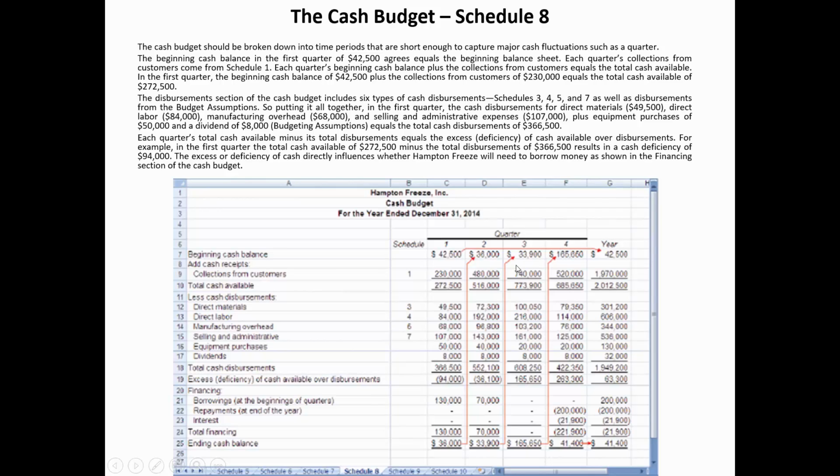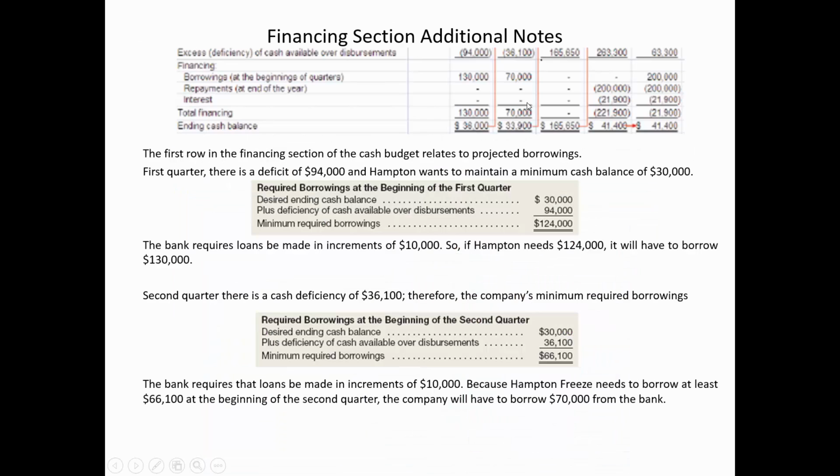Now, it looks like we won't have to borrow any money in the third quarter, and then in the fourth quarter we'll begin to pay the money back. But in the first quarter we're going to borrow $130,000, and in the second quarter $70,000. Now let me show you how that's calculated. In our first quarter, we had a $94,000 deficiency, but why do we want to borrow $130,000?